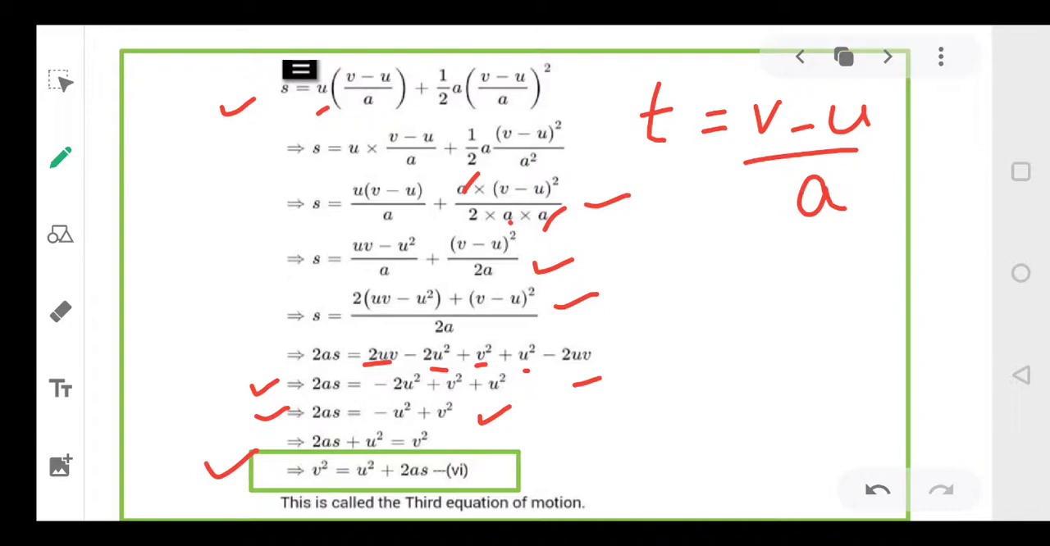Okay, just have a look. Just see that you've understood the equation.